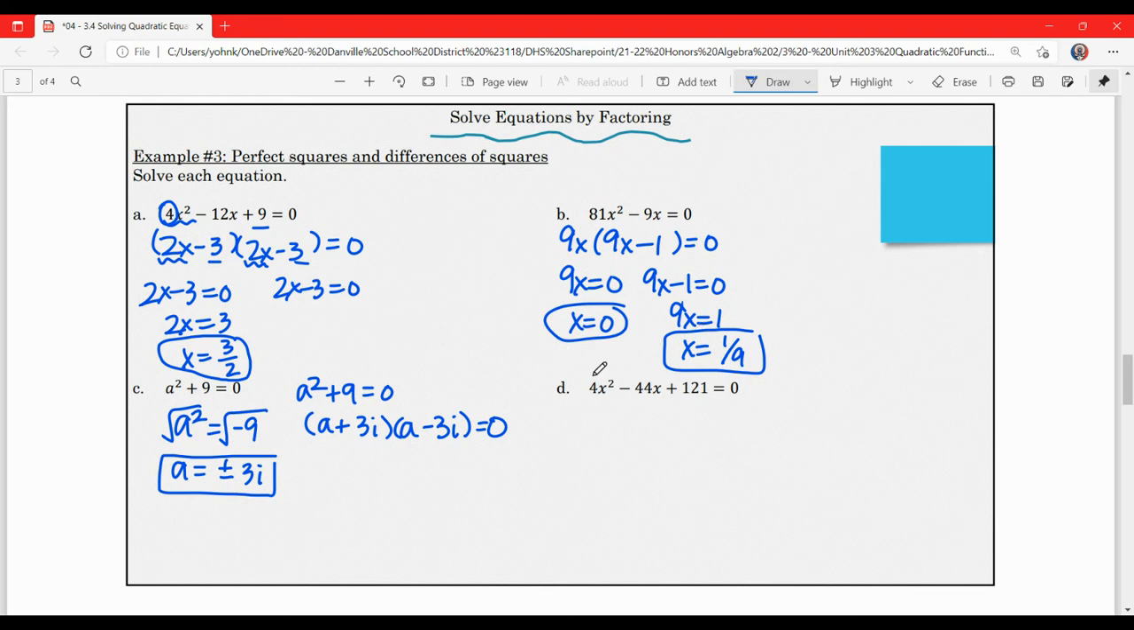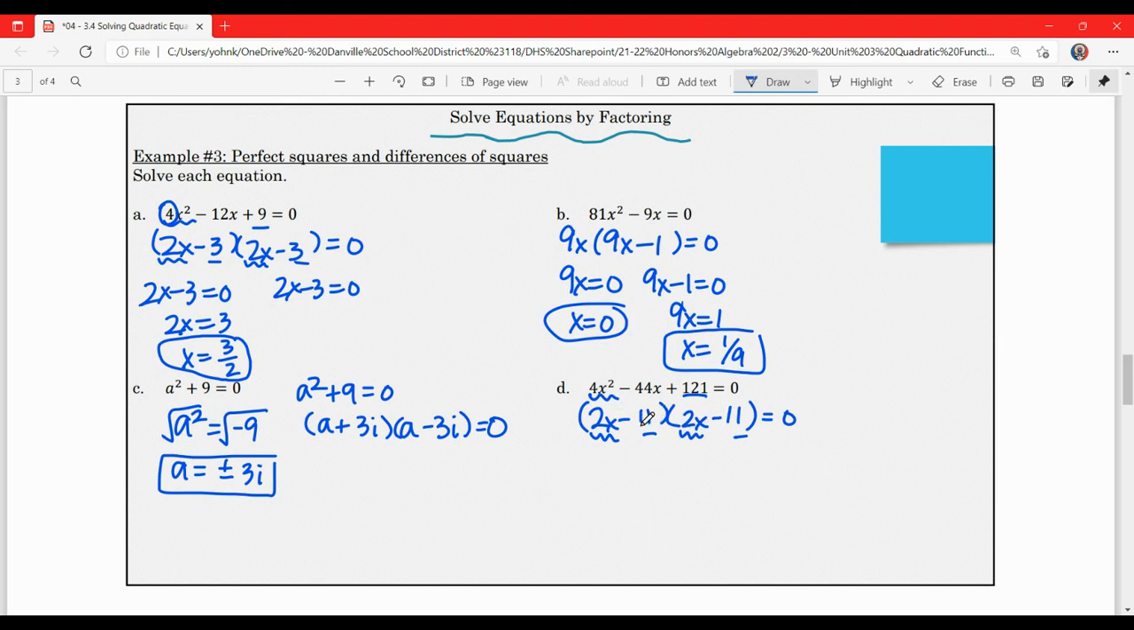If I take a look at letter D, 4x squared minus 44x plus 121 equals 0. If I start my two parentheses, the first things in my parentheses have to multiply to give me the first thing, so I have to get 4x squared. So I'm thinking 2x and 2x. The last things in my parentheses have to multiply to give me the last thing, 121. So I'm thinking 11 and 11. Now when they multiply, they get a positive. When they add, they get a negative. That means both of them are negative.